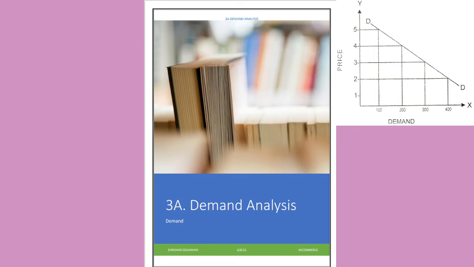Next is the types of demand. Direct demand: those commodities which satisfy human wants directly, or the commodities which are demanded directly to satisfy a specific want, are known as direct demand. Next, indirect demand: demand for all factors of production is known as indirect demand, or it is also known as derived demand.